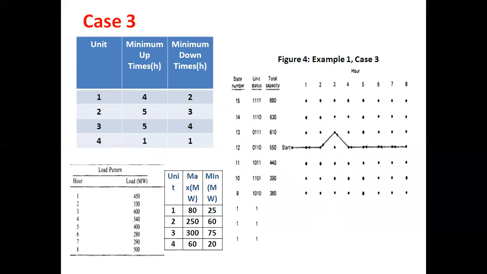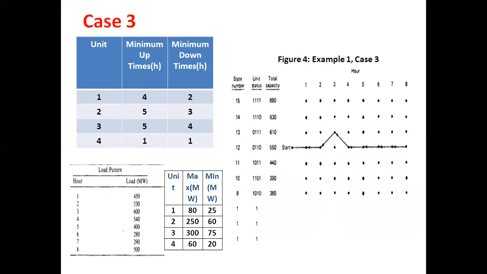Minimum uptime and downtime apply when a unit is in running condition. Say unit 3 has a minimum uptime of 5. It has to run for 5 hours. Before 5 hours, we cannot shut it down. Minimum downtime of 4 for unit 3 means it has to be offline for 4 hours. Before 4 hours, we cannot bring it onto the system.